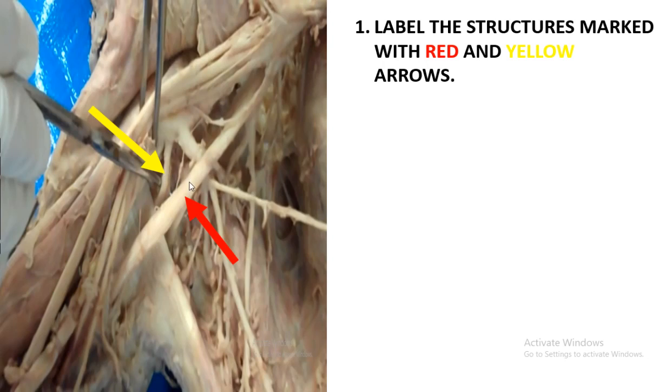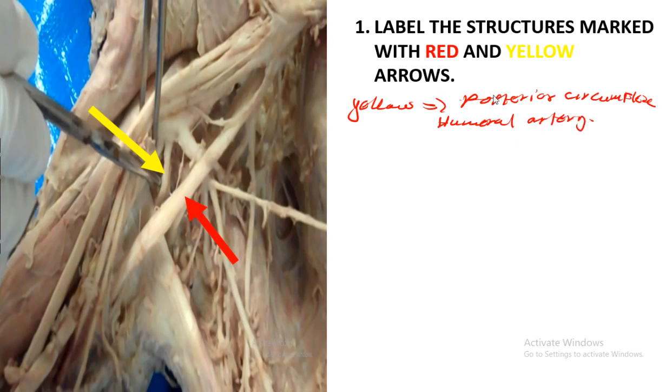The structure which is marked with yellow is just the posterior circumflex humeral artery. The posterior circumflex humeral artery is just a branch of the axillary artery. The way you cannot confuse them, because there are two things that are entering the quadrangular space.